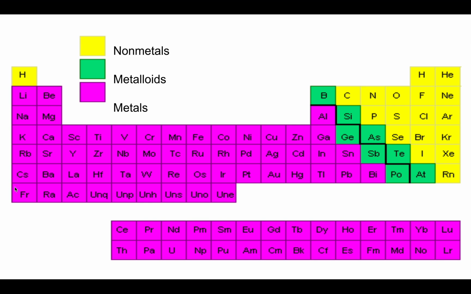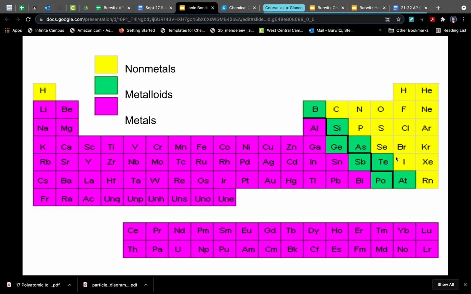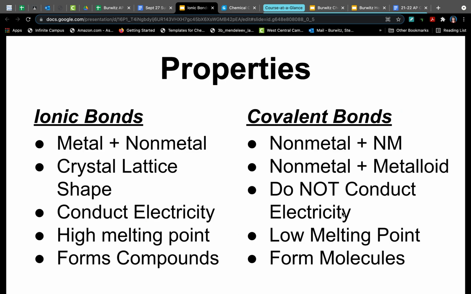As a reminder, your metals are around here on the periodic table. And then your metalloids are this green stair step, and then the nonmetals are located here on the periodic table. The majority of your periodic table, as I said previously, are metals. So keep that in mind as we keep moving along.